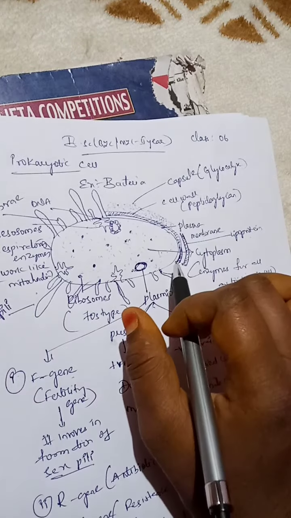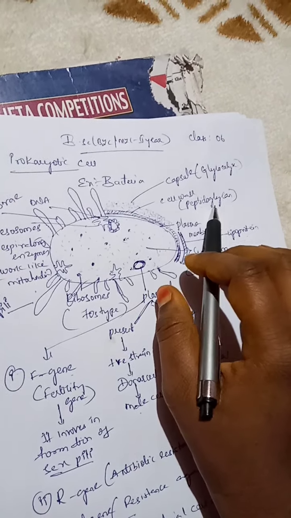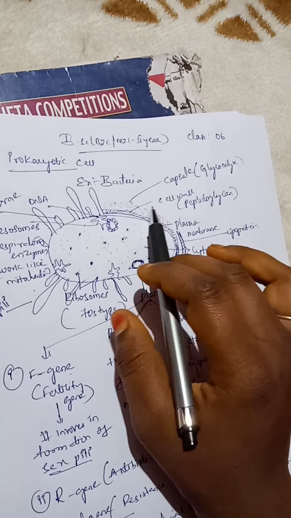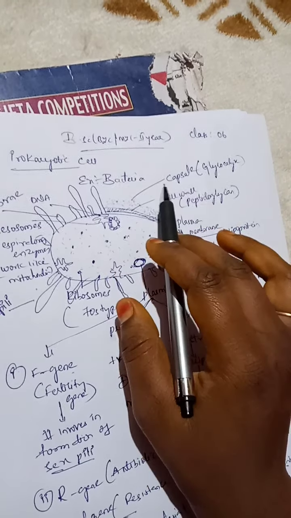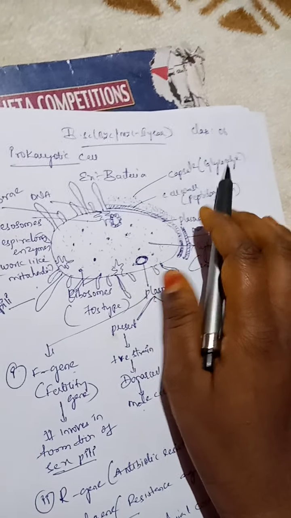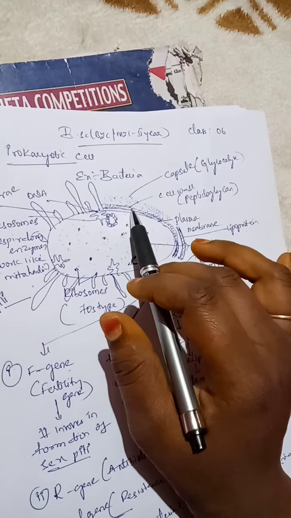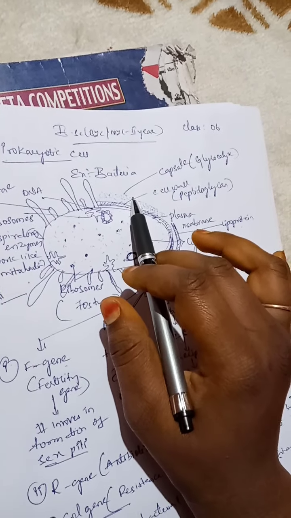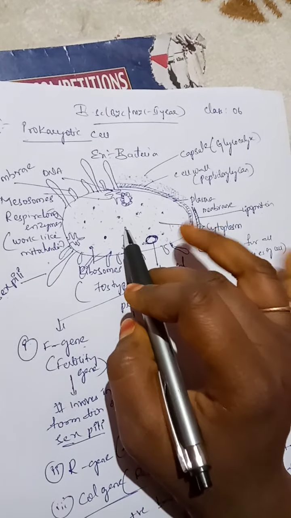Outside the plasma membrane, the layer present is the cell wall made up of peptidoglycan. In some bacteria, outside the cell wall there is a gelatinous layer called the capsule, made up of glycocalyx, which is also termed glycocalyx. This glycocalyx layer helps against desiccation. If we see the inside, there is cytoplasm and no nucleus.